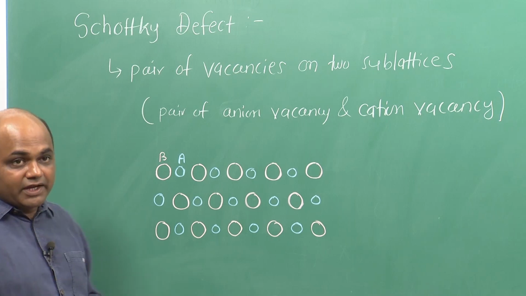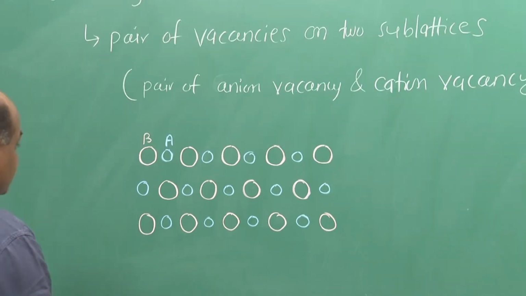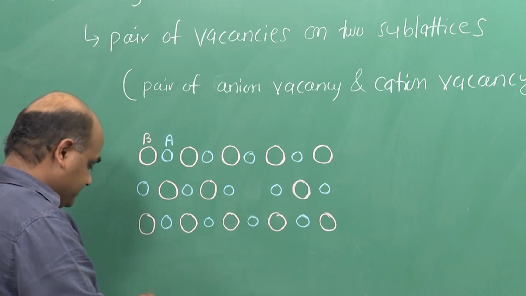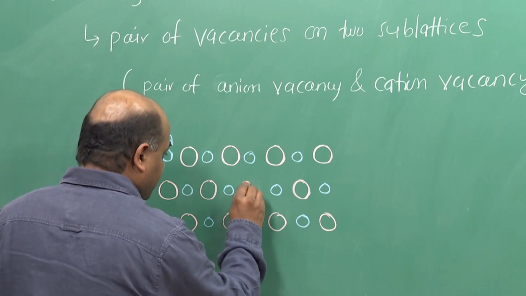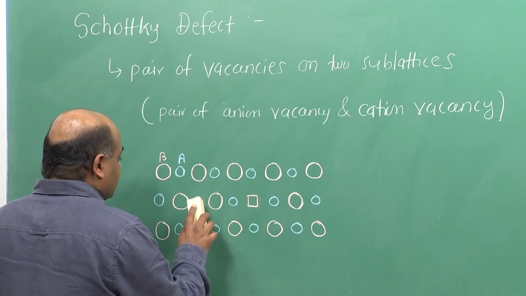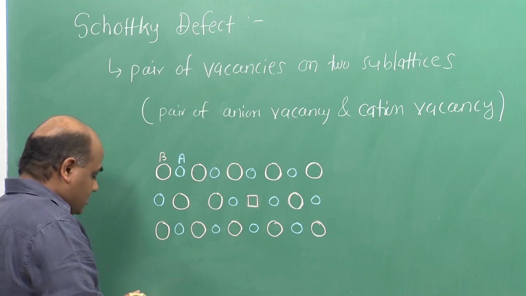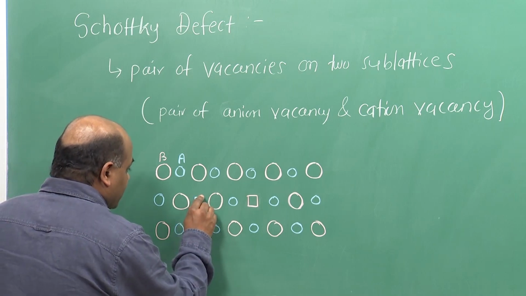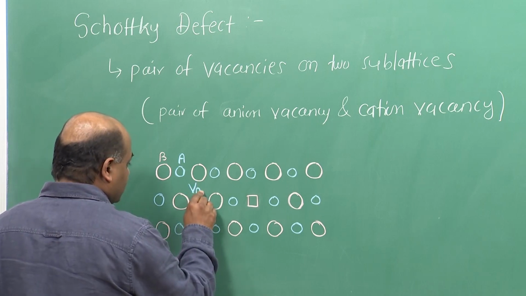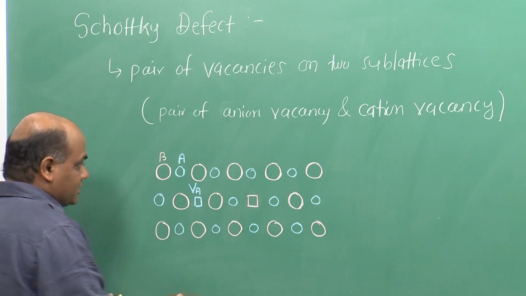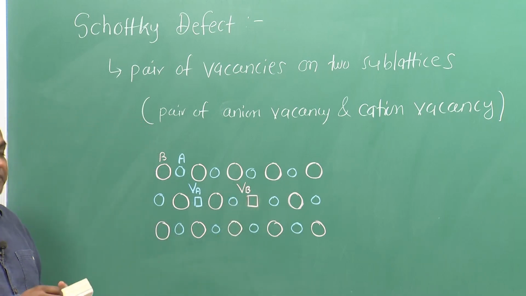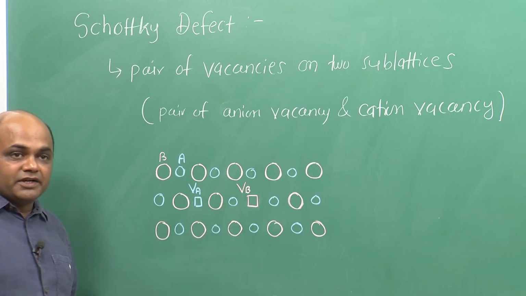Let us denote a vacancy by a square. So, if we create a vacancy on B sublattice, then to maintain the charge neutrality, a vacancy will be created on an A sublattice. This is denoted as V A, vacancy on A sublattice, and this is V B, vacancy on B sublattice, and this is the Schottky defect.